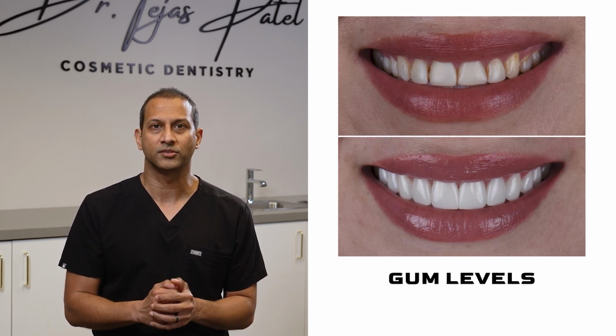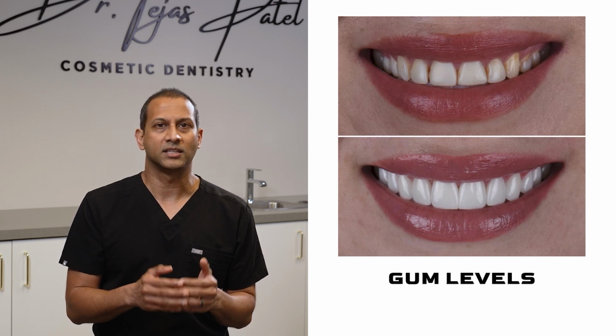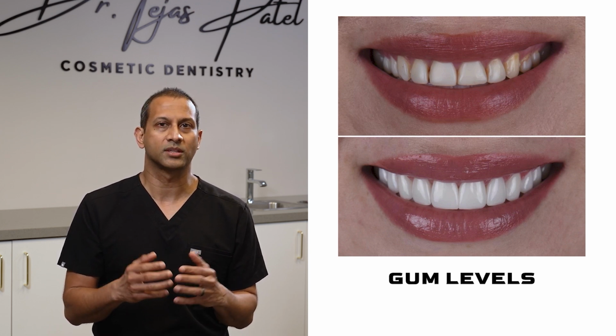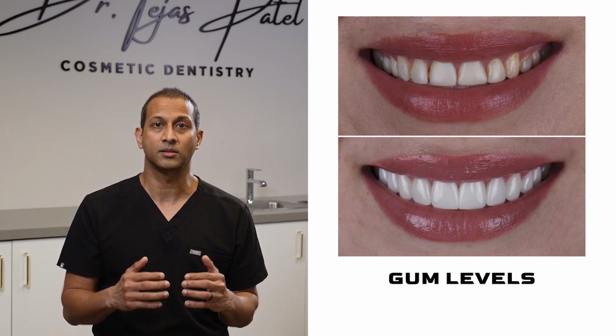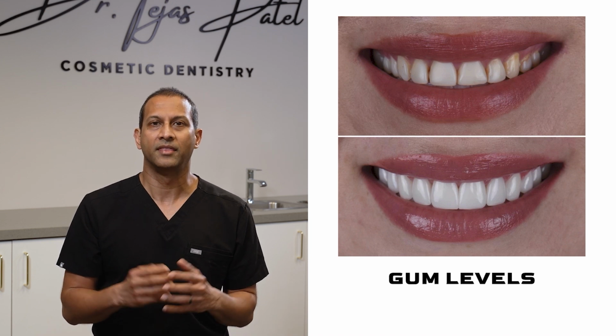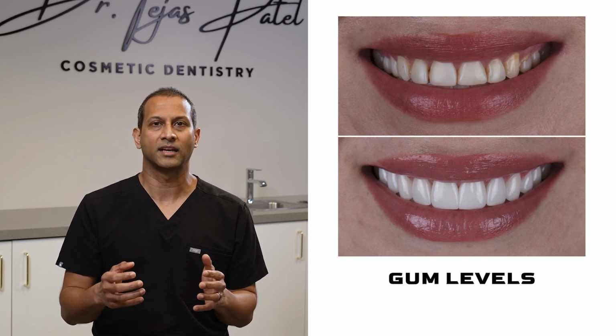Number 2, the gum levels. We want the gum line of 8 and 9 to be at the same level, then the laterals to come down a bit, and the gum line of the canines to be around the same level of the centrals. Then the gum line of the premolars to be slightly lower than that.